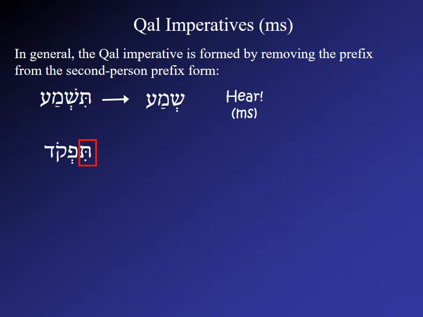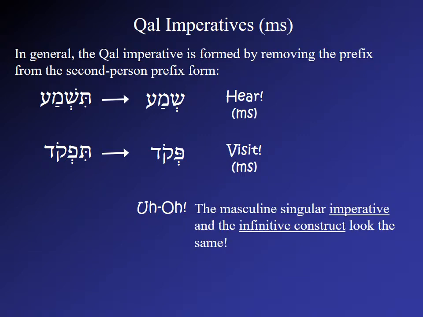So the strong form then is tifkod. Once again, same procedure, remove the prefix and you get pkod. Here you see the vowels are the same in both forms. Tifkod, prefix form, pkod is the imperative. This would mean visit. Now you may have noticed that we have a problem here, which is that our vowel pattern pkod is also the form of the infinitive construct. And in fact this is true in the Qal, and actually in almost all of the stems, although not quite. But the imperative masculine singular and the infinitive construct have the same form. Pkod in both cases.